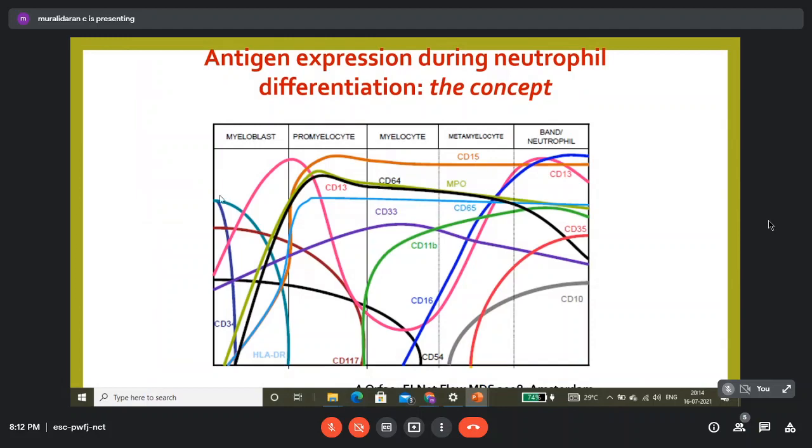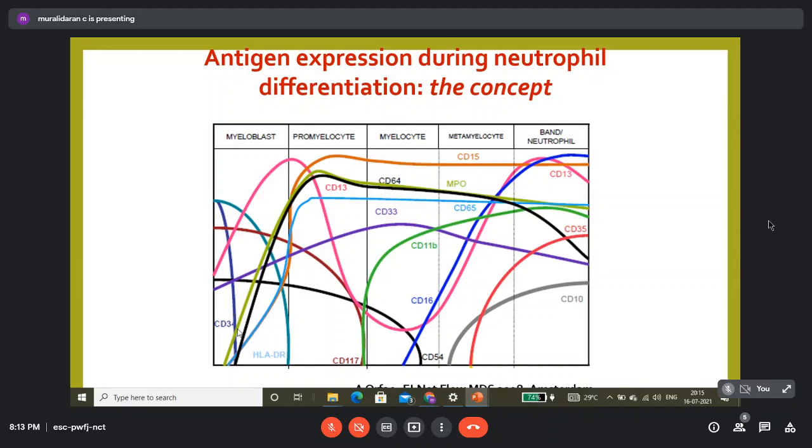So now coming to the neutrophil differentiation, this figure looks like some kid has drawn it with different color pencils, but yeah, it looks complex, but it's very simple. In neutrophil differentiation, we can see that CD34 is a myeloblastic marker. Once a cell starts maturing towards promyelocyte and the band neutrophils, the CD34 will go off.